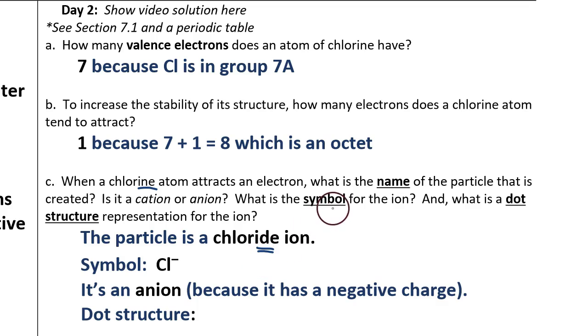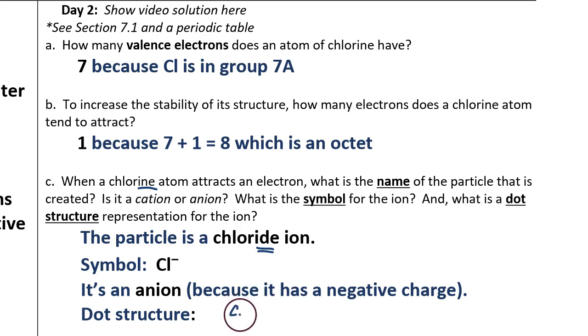Next we're asked, what is the symbol for this ion? The symbol for a chloride ion is Cl with a negative sign in the superscript position. That indicates that this has a -1 charge. Finally, what is the dot structure drawing for the ion? And we can draw that here.